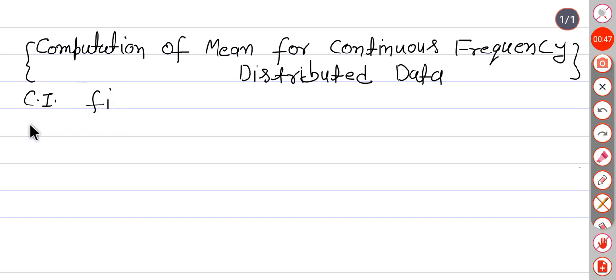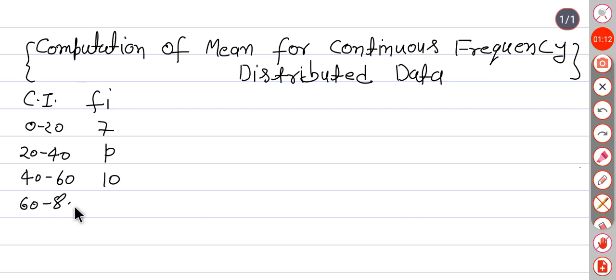For the class interval 0 to 20 the frequency is 7. For the class interval 20 to 40 the frequency is P. For 40 to 60 the frequency is 10. For 60 to 80 the frequency is 9. For 80 to 100 the frequency is 13.